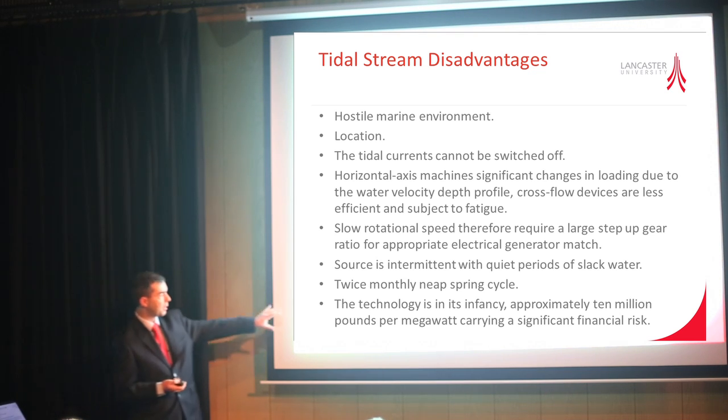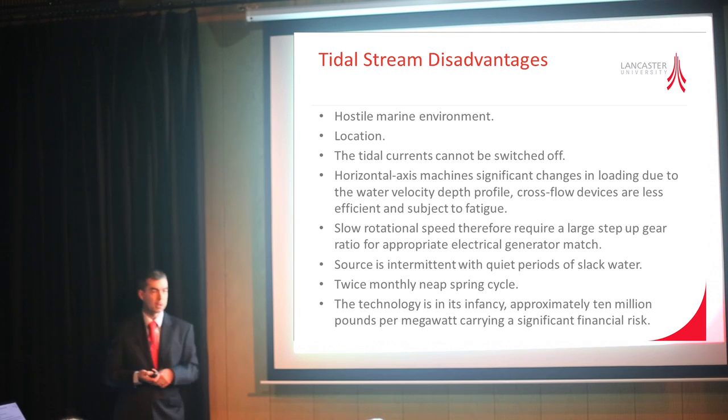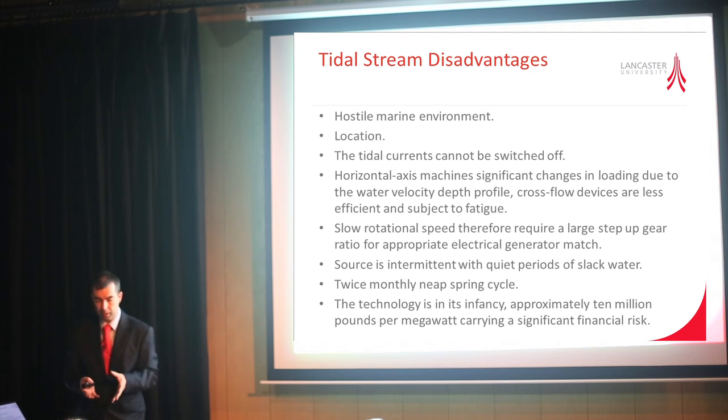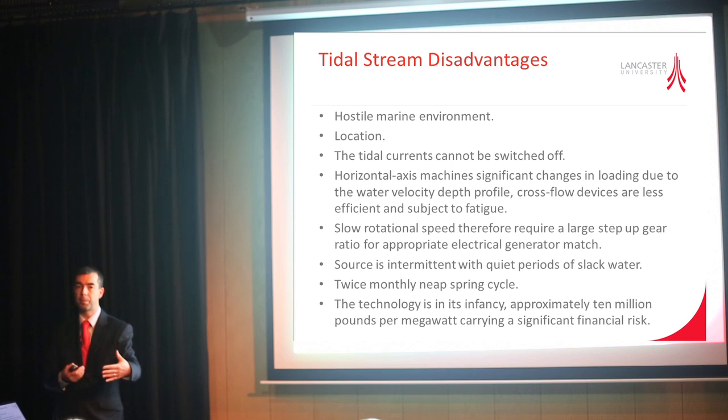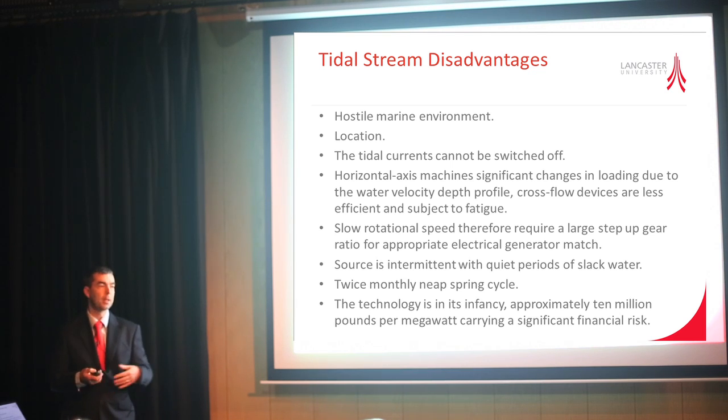And we also have this problem still of the neap-spring cycle, so although we might build machines for a set capacity and value, they're only really going to be performing at that for half of the time. The rest of the time they're only going to be performing at perhaps a quarter or an eighth of the potential power that could be there.